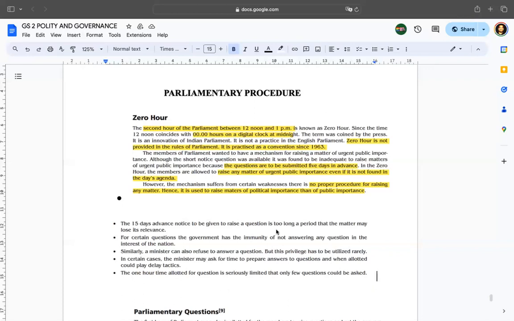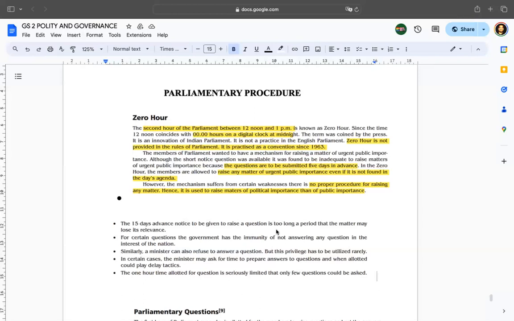Then the leader of opposition. The leader of opposition comes from the largest opposition party. And we have a criterion: for a political party to become the main opposition party in the House of Parliament, it must have at least one-tenth of the seats of the total strength. We have 545 in the Lok Sabha and 245 in the case of Rajya Sabha. So you can identify what will constitute 10% of the total composition of the houses.